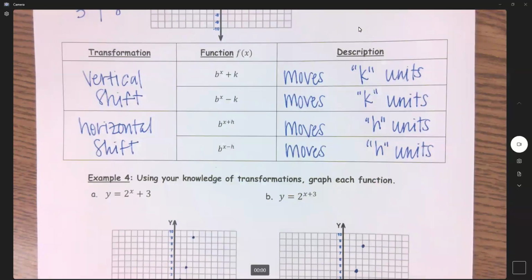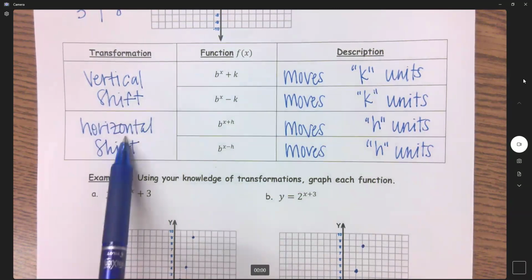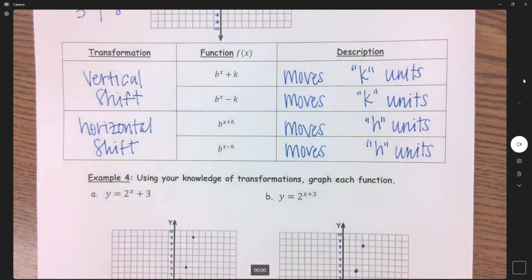Last video was getting kind of long, so I went ahead and stopped it. And so now in this video, let's talk about our transformation. Before module 2, we went over 4 different types of transformations with exponentials. And eventually when we get to logs, we're only going to be focusing on vertical and horizontal shifts.